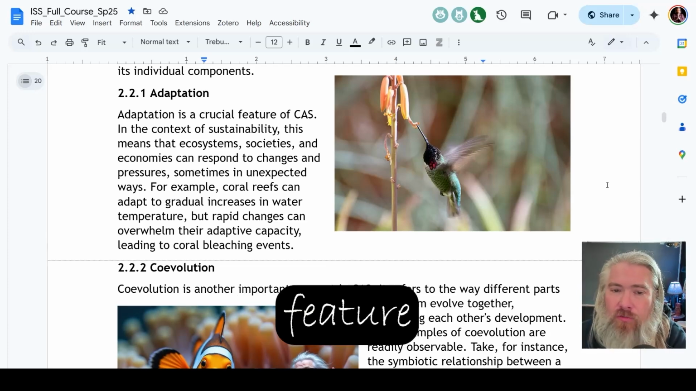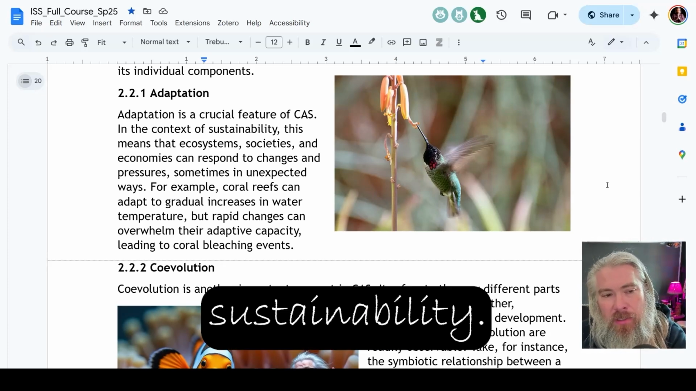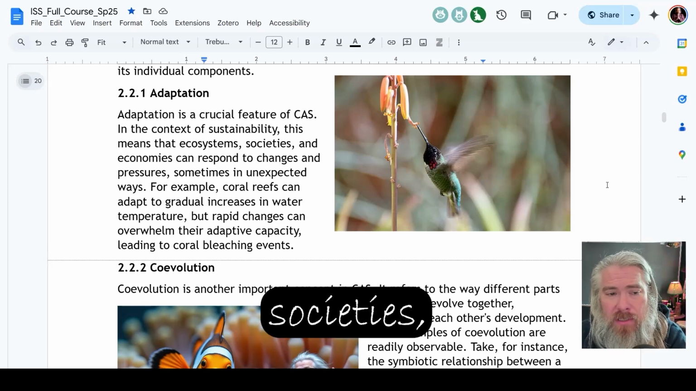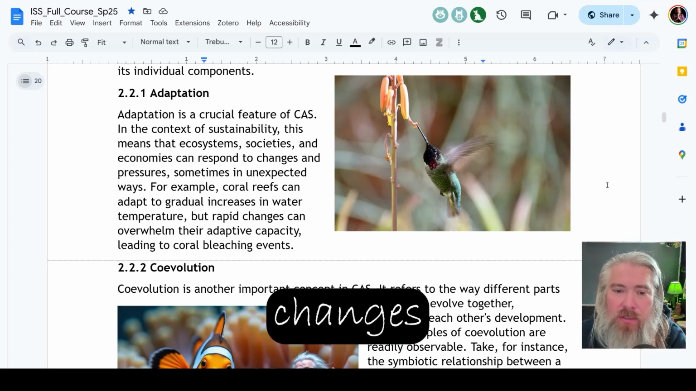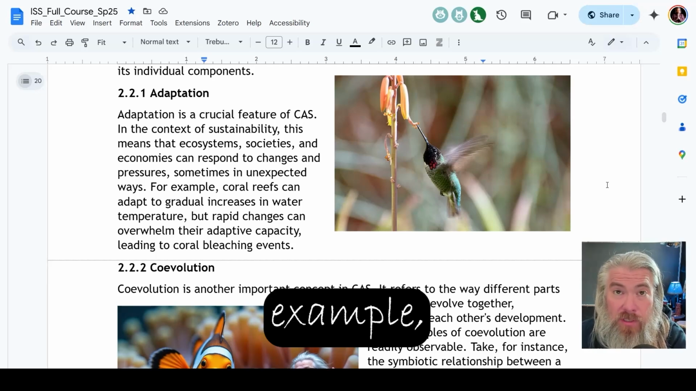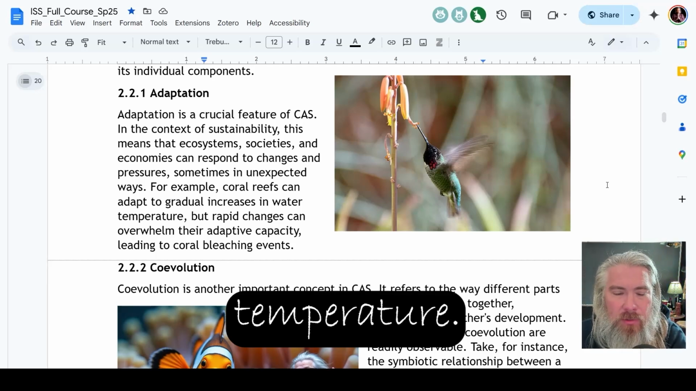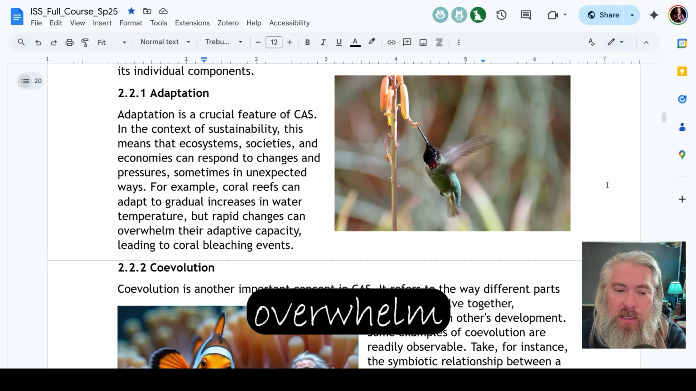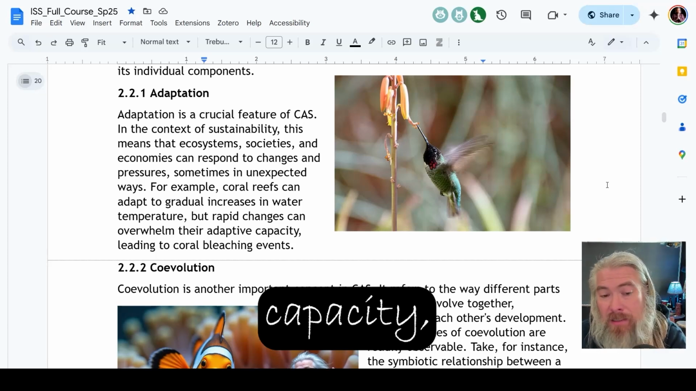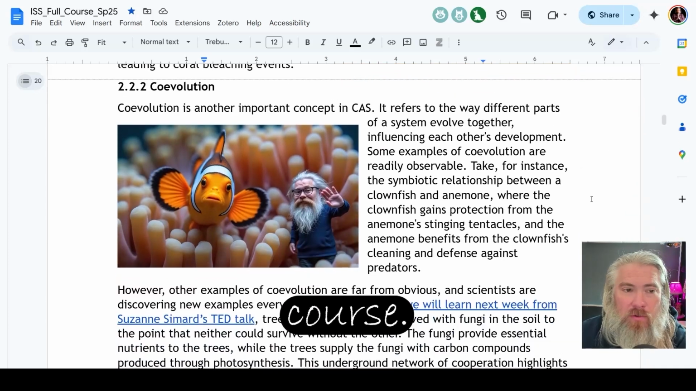Adaptation is a crucial feature of complex adaptive systems. In the context of sustainability, this means that ecosystems, societies, and economies can respond to changes and pressures, sometimes in unexpected ways. For example, coral reefs can adapt to gradual increases in water temperature, but rapid changes can overwhelm their adaptive capacity, leading to coral bleaching events, as we'll see later in this course.